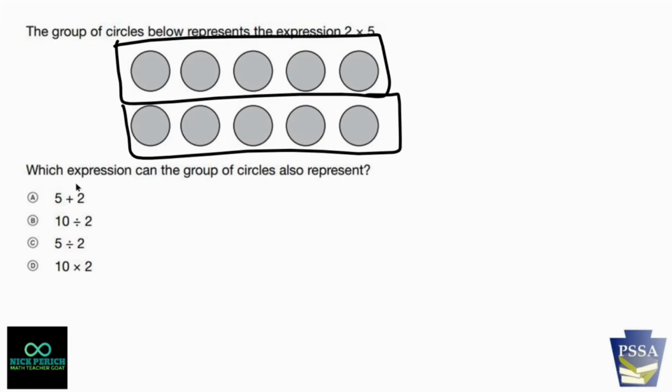So if I were to give you a problem like this on a test and say, all right, which expression can the group of circles also represent? Well, 5 plus 2 doesn't make sense because that's not groups of anything. But take a look at B.